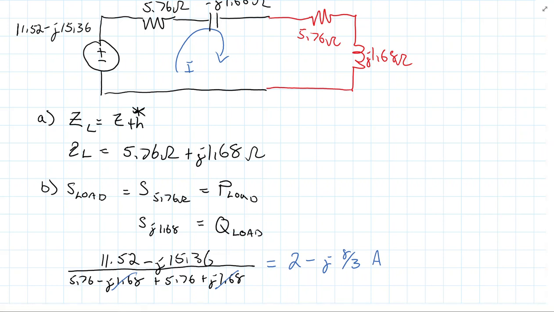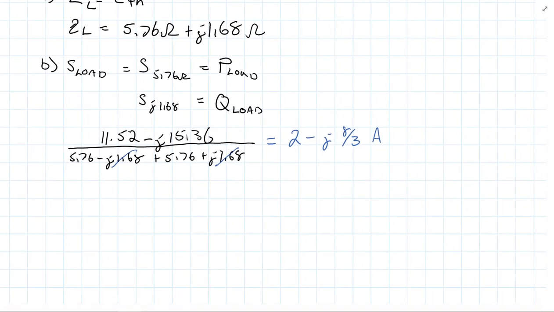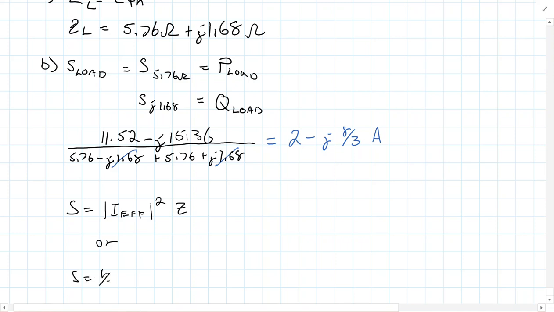All right. Now, in order to compute complex power, we know that my complex power is, well, there's two possibilities. If we're talking about impedances, we could have the magnitude of I effective squared times the impedance, or 1/2 the magnitude of I squared times my impedance. And there's other formulas, of course, but which one of these two do we use?